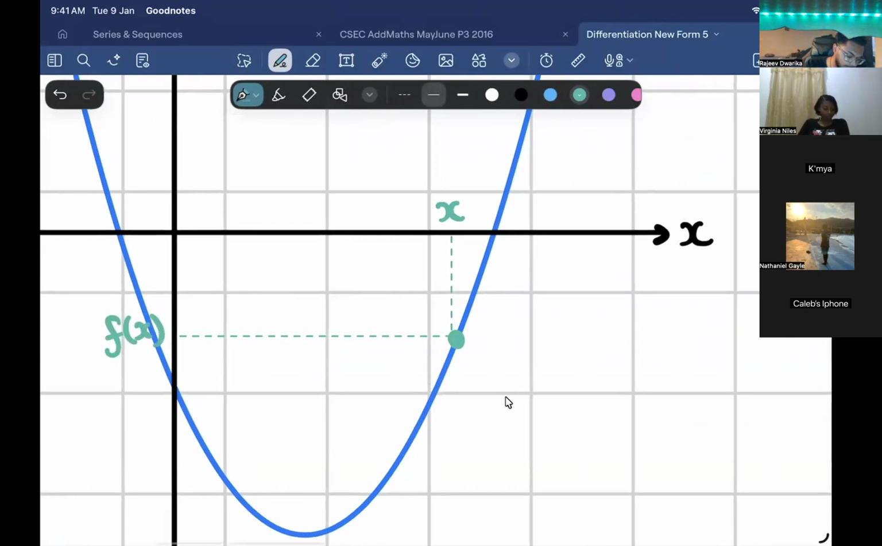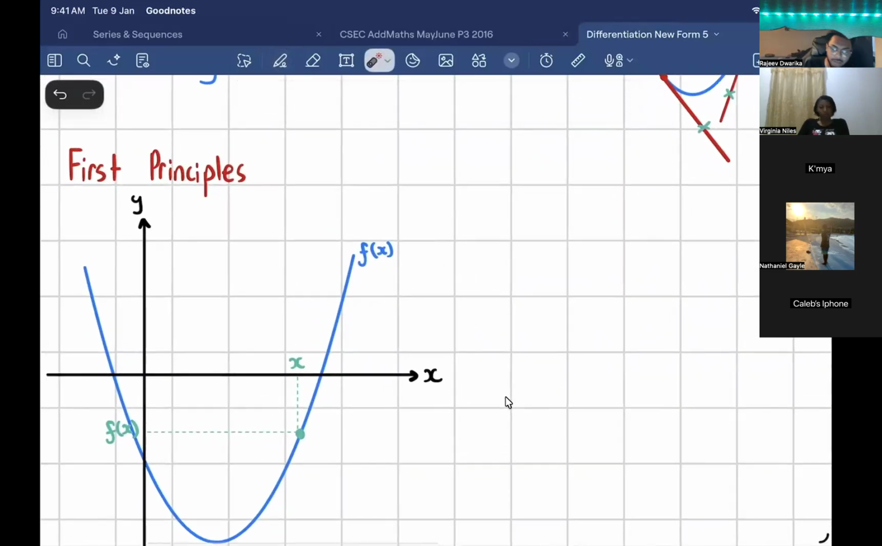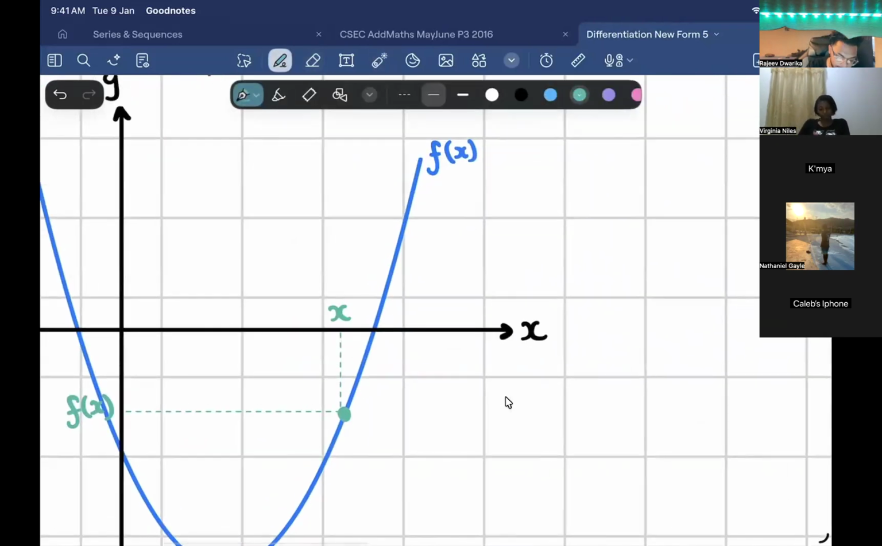Probably say, nah, I'm confused. Kamaya, did you do functions before? Yes, sir. Right. So if I put x into the function, that's just f of x. I put the x value into the function, and the y value would just be f of x. Let me know if you guys are with me so far. Yes, sir. Stay with me.